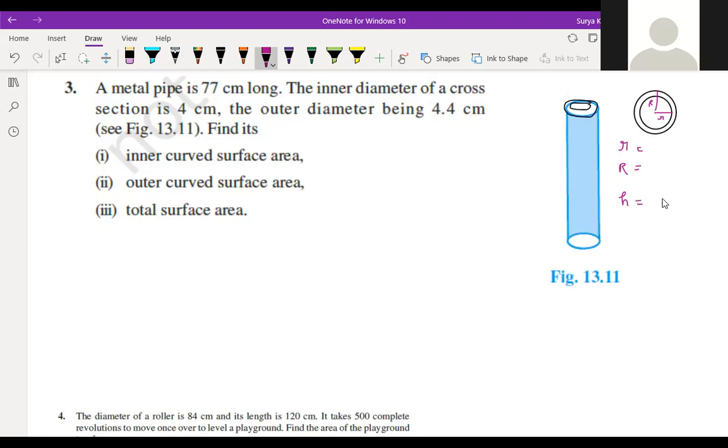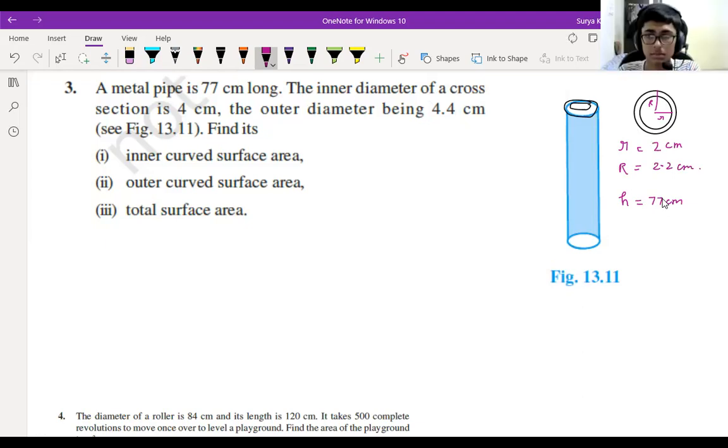Height is given. That is 77 centimeter. Correct. The inner diameter of a cross section is 4 centimeter. The small r we can write as 2 centimeter, children. Outer diameter is 4.4. Can we write 2.2 centimeter for capital R?